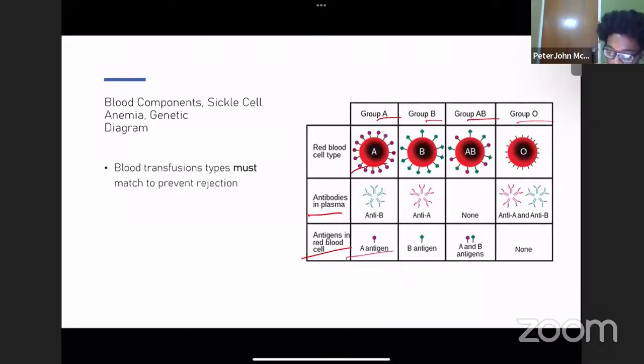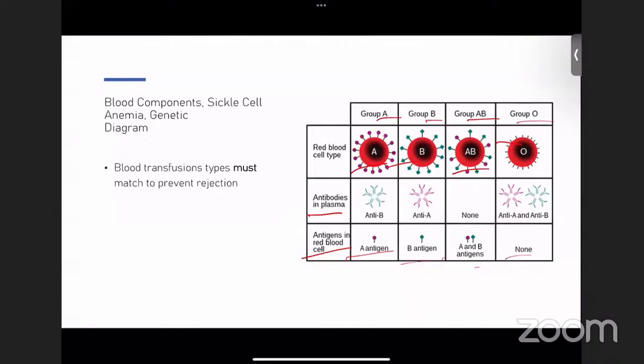If you're blood group A, you have an A antigen. If you're blood group B, you have a B antigen. If you're blood group AB, you have an A and a B antigen in your blood. If you're blood group O, you have no antigens in your blood. So antigens are just what you produce. So my blood has an A antigen. That means my blood is saying, hey, I'm an A.